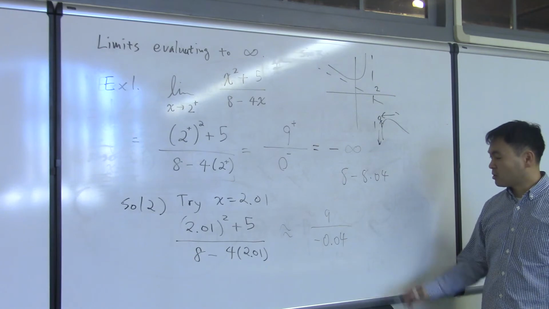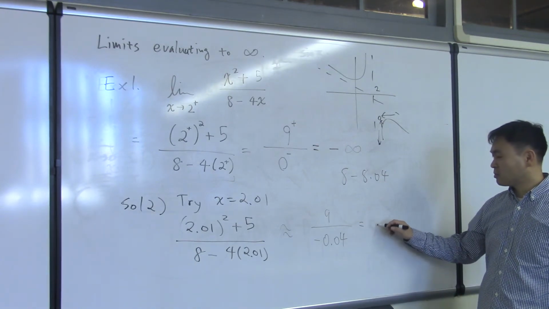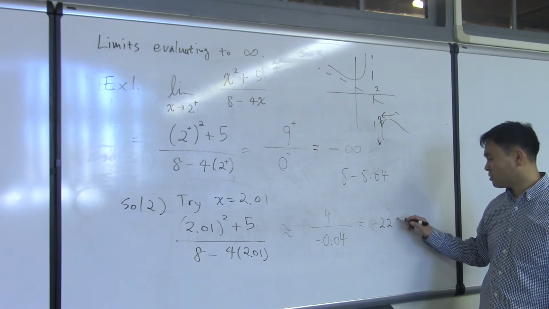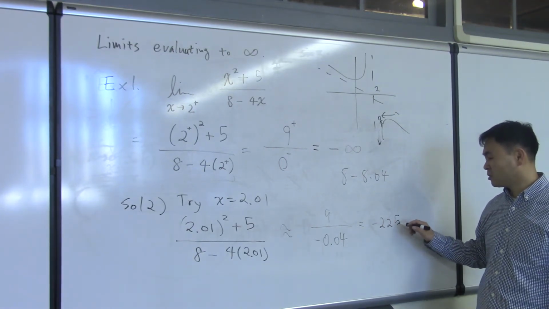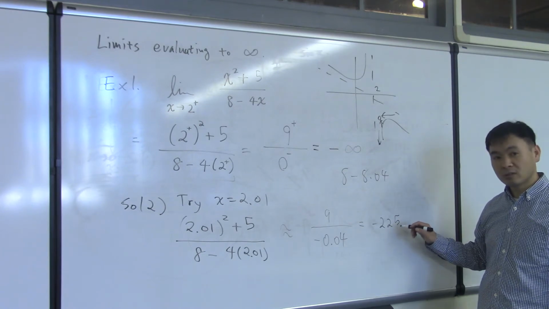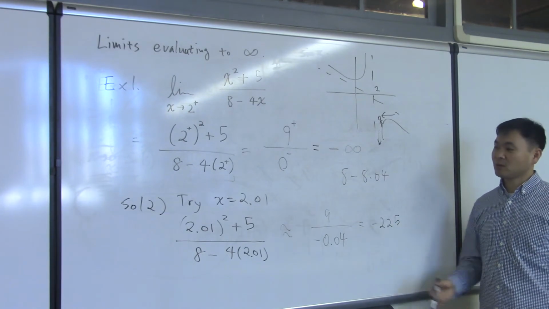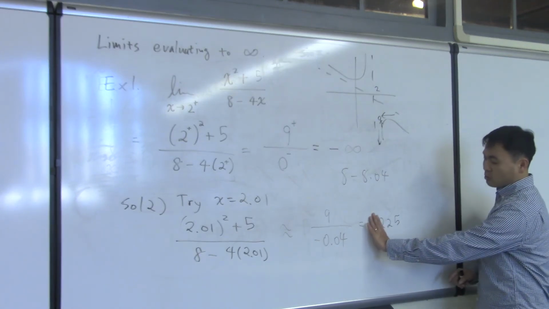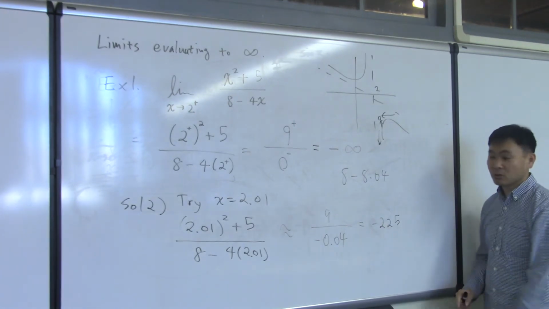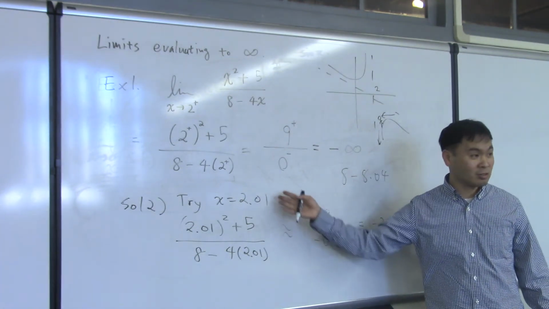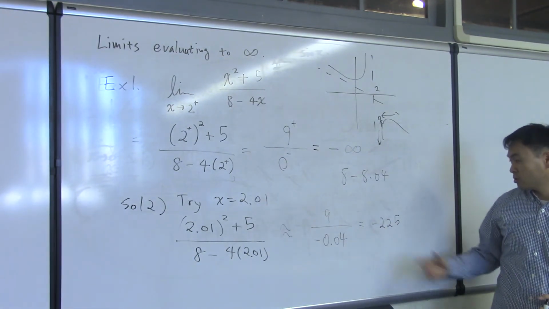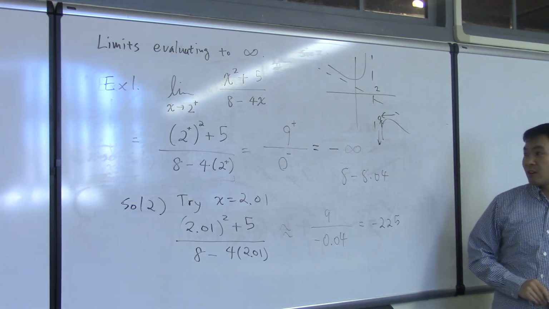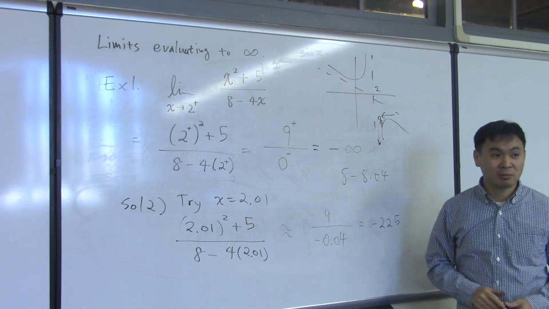So that's like 225. I'm not so sure, I think it is negative 225. Is that right? Okay, yeah. As you can see, you get a very huge number with the minus sign. So when you plug in something getting closer and closer to 2, you get negative infinity. That's another way to figure it out. Okay? But I kind of like this method.